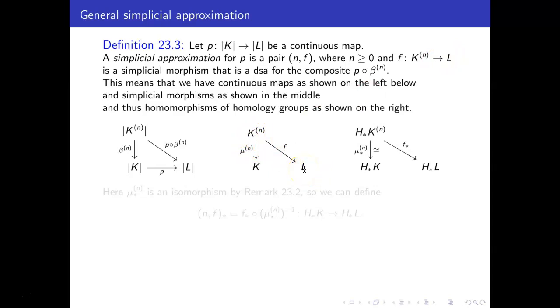Let's look at what happens in homology. These are simplicial morphisms, and every simplicial morphism gives you a corresponding homomorphism of homology groups. So we get mu n star from H star of K^(n) to H star of K, and f star from H star of K^(n) to H star of L. But we proved, remember, that this mu n star is actually an isomorphism. So it's legitimate to define a map from the homology of K to the homology of L, which we're calling (n, f) star. We just take the inverse of this mu n star, going up there, and then we do the f star. So that's our definition of (n, f) star.